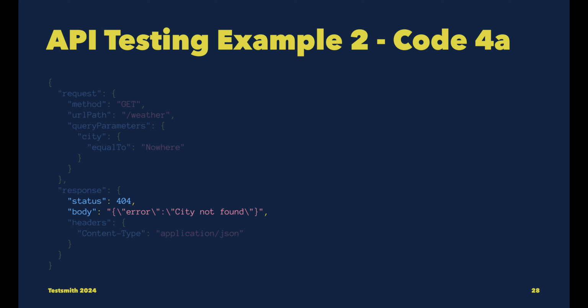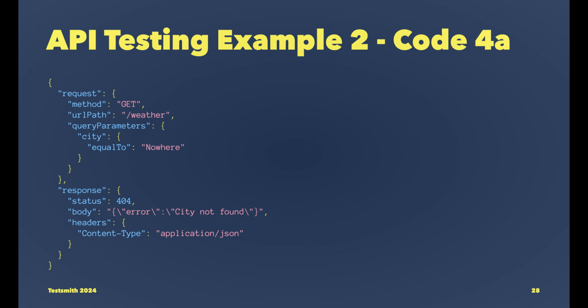The response status is set to 404, indicating that the requested resource, in this case, the city, was not found. The response body is a JSON object containing an error key with the value "city not found". This simulates a scenario where the server cannot find the specified city.